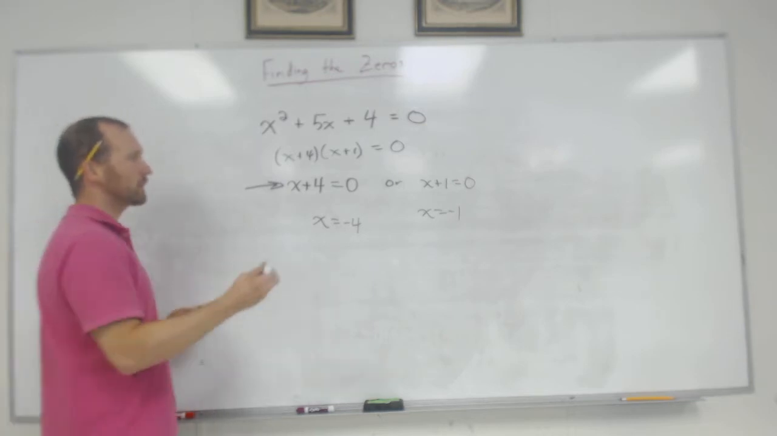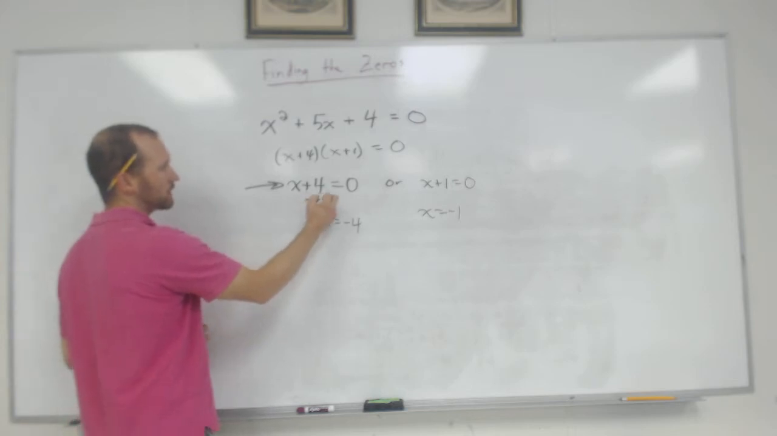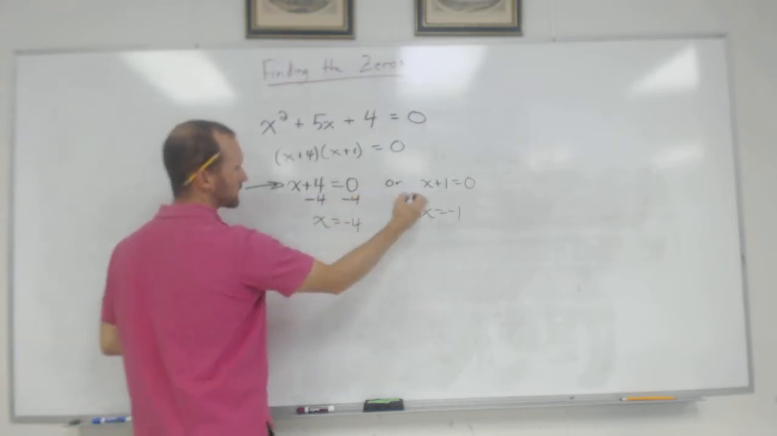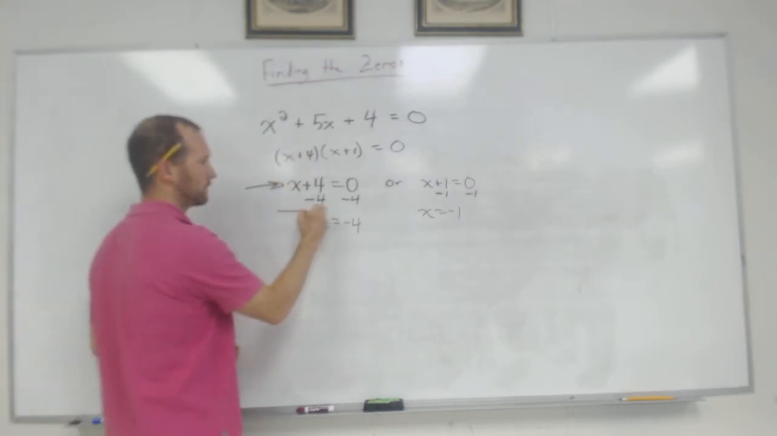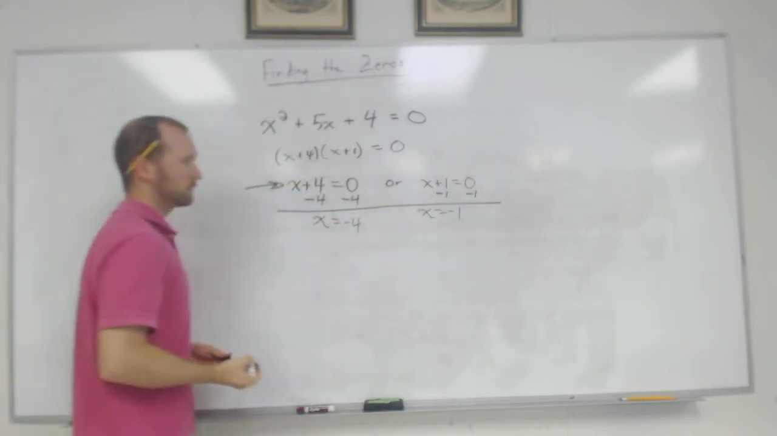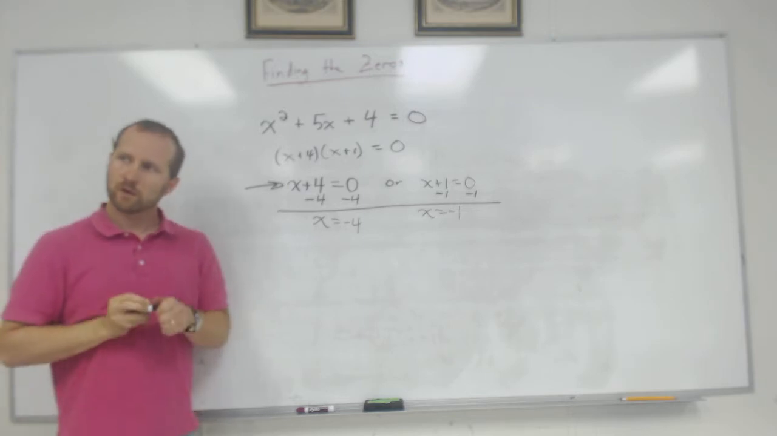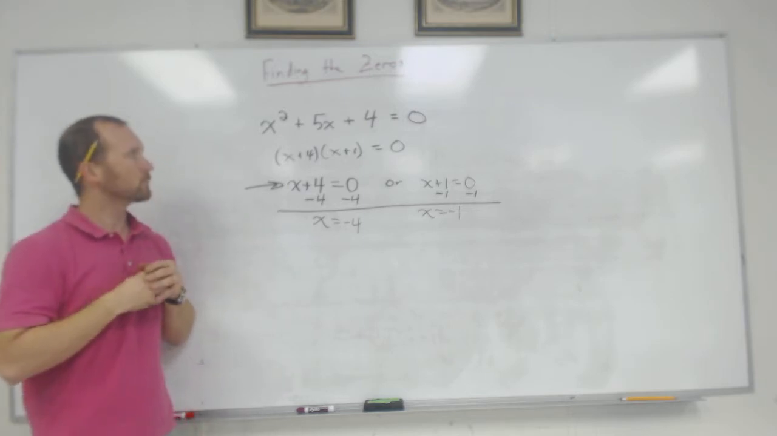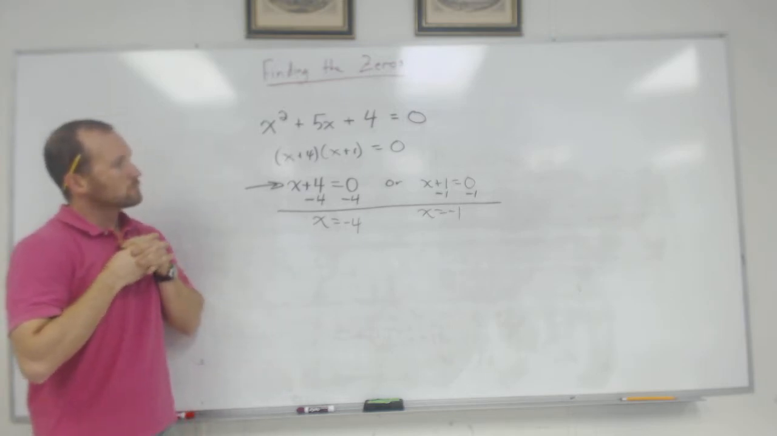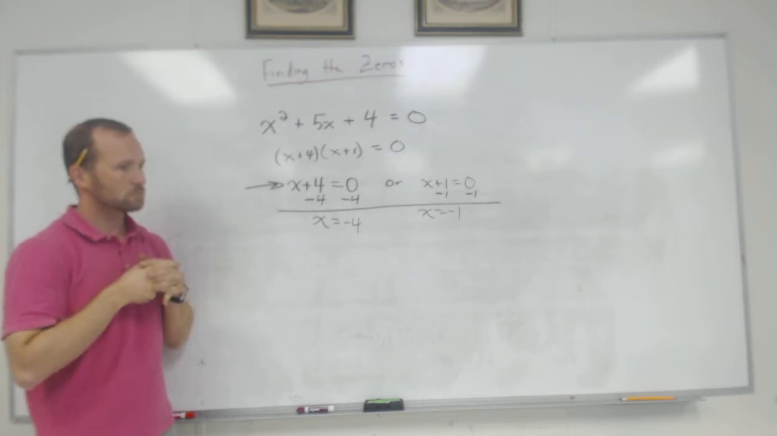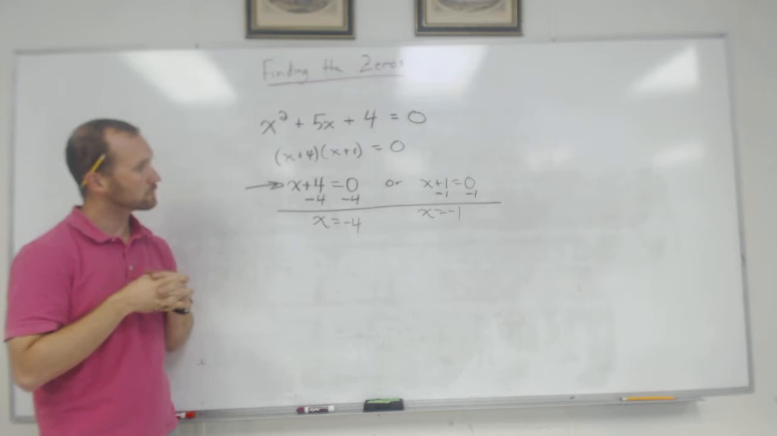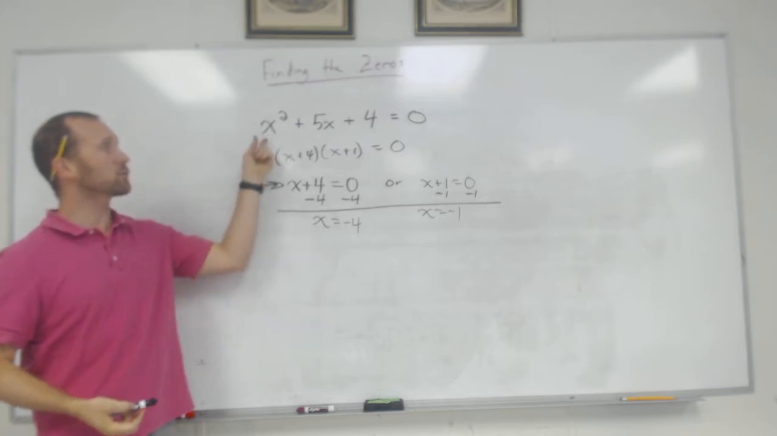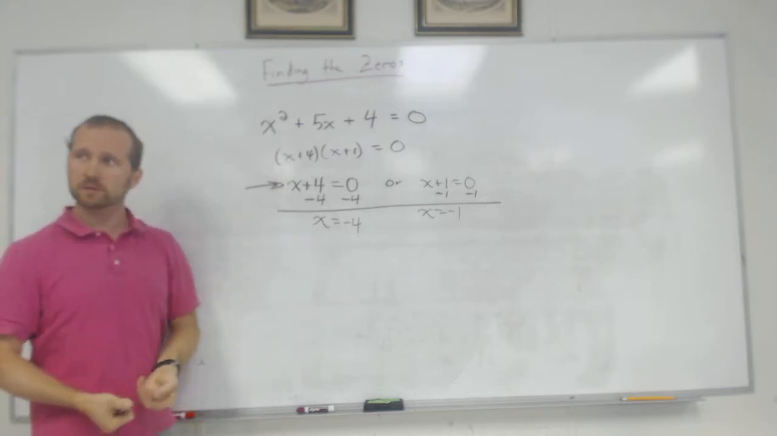Technically, we're skipping 2 steps because what I'm doing here is I'm subtracting 4 from both sides. And here I'm subtracting 1 from both sides. Is that all you're going to do? And then that's the solution to this problem. I'm finding what x equals.